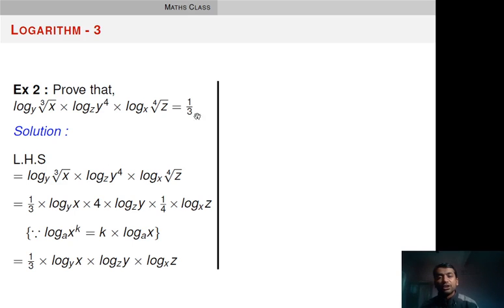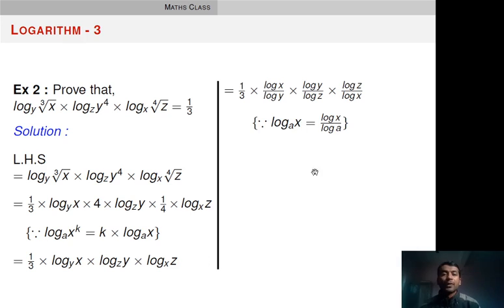Remember, we have to achieve 1 by 3 as our right hand side. 1 by 3 is already here. It means everything else should be cancelled in our future procedure. Since the bases are different, we will apply the change of base formula. So we can write log x divided by log y, log y divided by log z, and log z divided by log x. Now you can see that log x and log x will be cancelled, log z will get cancelled, and log y will get cancelled. It means we have achieved our answer, and this is equal to the right hand side.